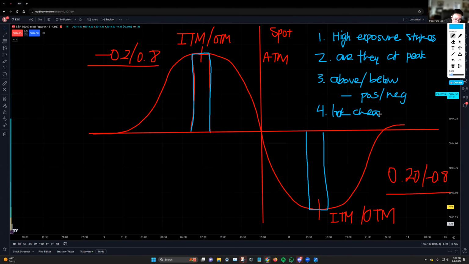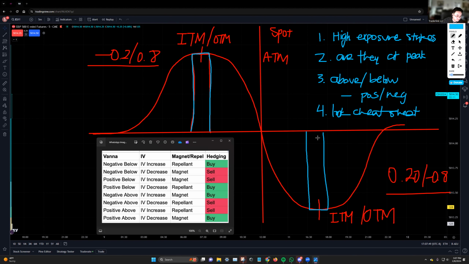Right. So for this example, where did that image go? Let's say we have negative above, right? Obviously it's above, so negative above, and we go through the different things on the cheat sheet. Just very simple. Make sure you always keep a screenshot of the cheat sheet. It's in the Discord, it's pinned.